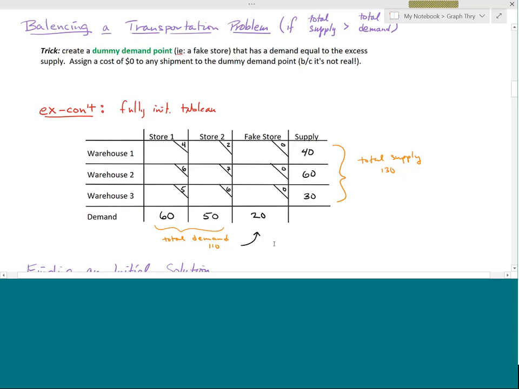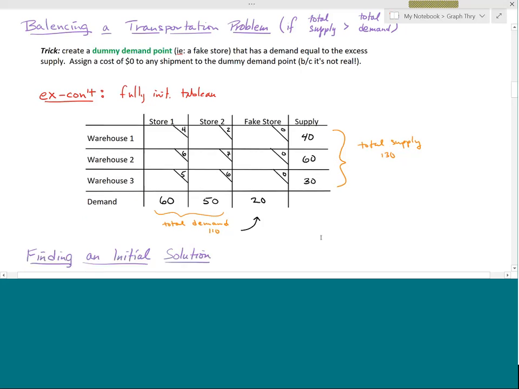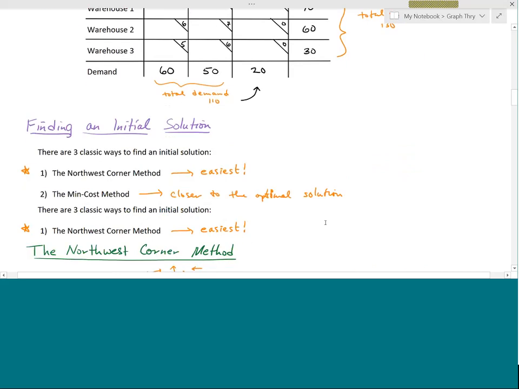So for us, we're always going to have the situation where the supply is either equal to or greater than the total demand. That's just because you have to worry about an extra thing in dealing with your solution if you have it unbalanced in this opposite direction. So that would be setting up your initial Tableau. Then you have to set up your initial solution.